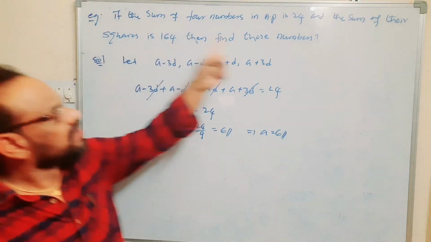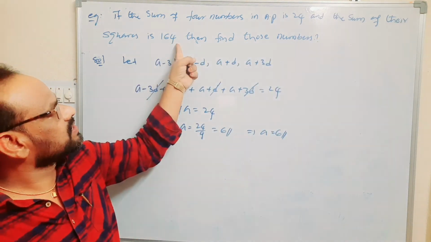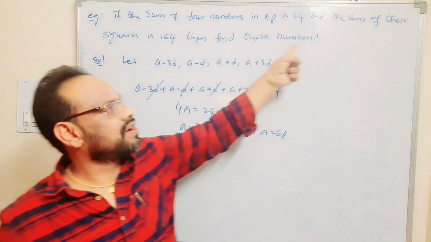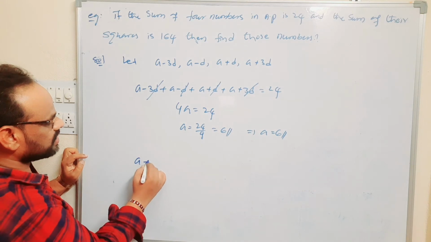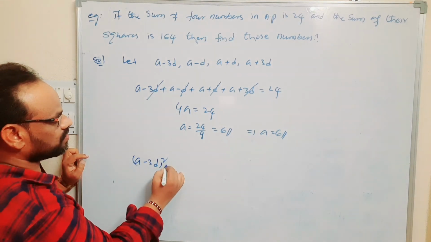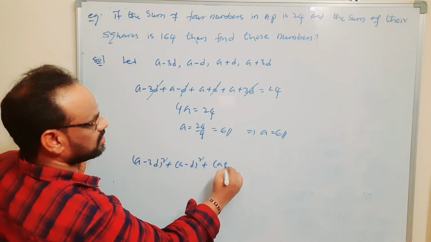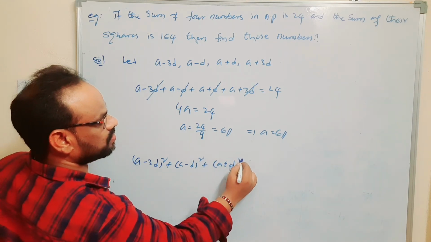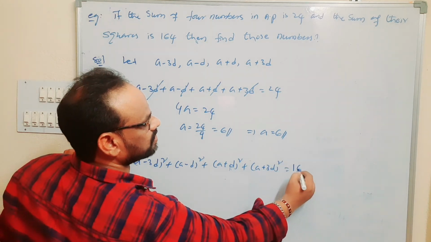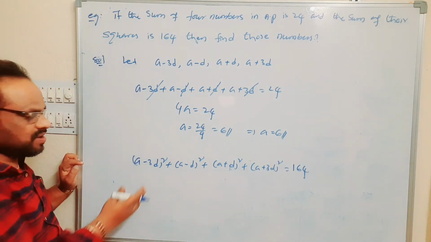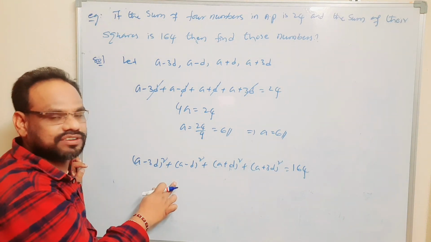Again, the sum of their squares is 164. That means a minus 3d whole square plus a minus d whole square plus a plus d whole square plus a plus 3d whole square is equal to 164.